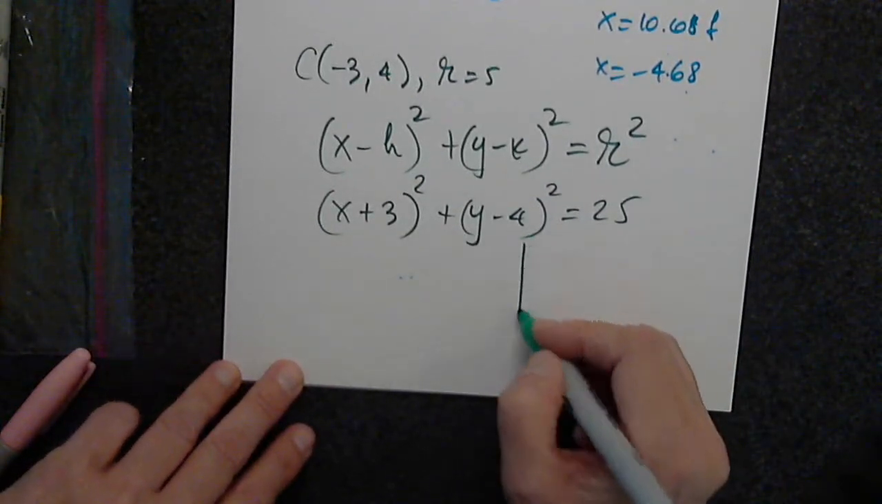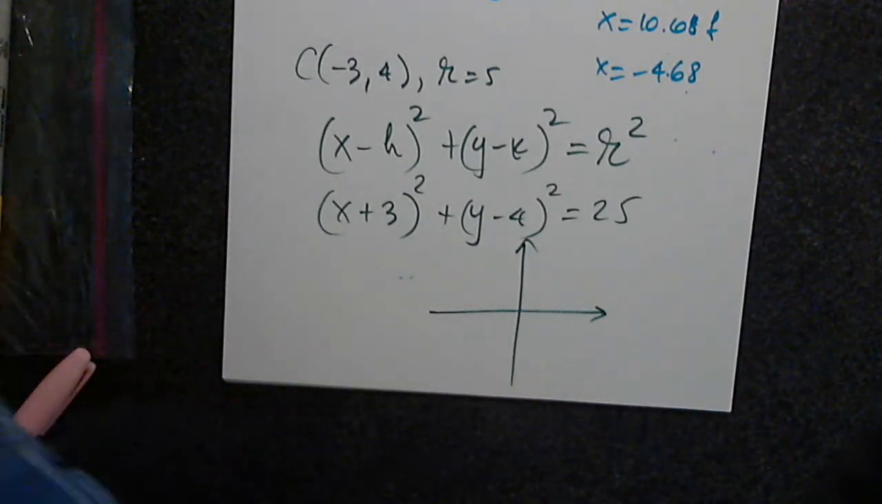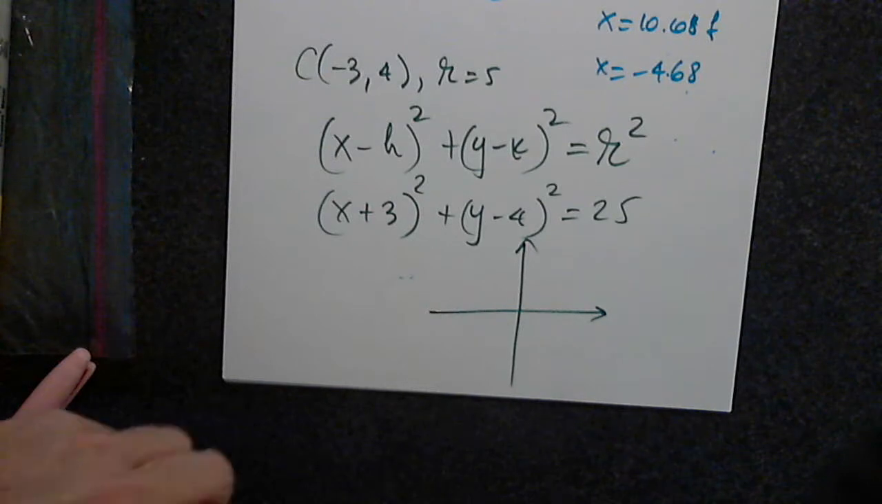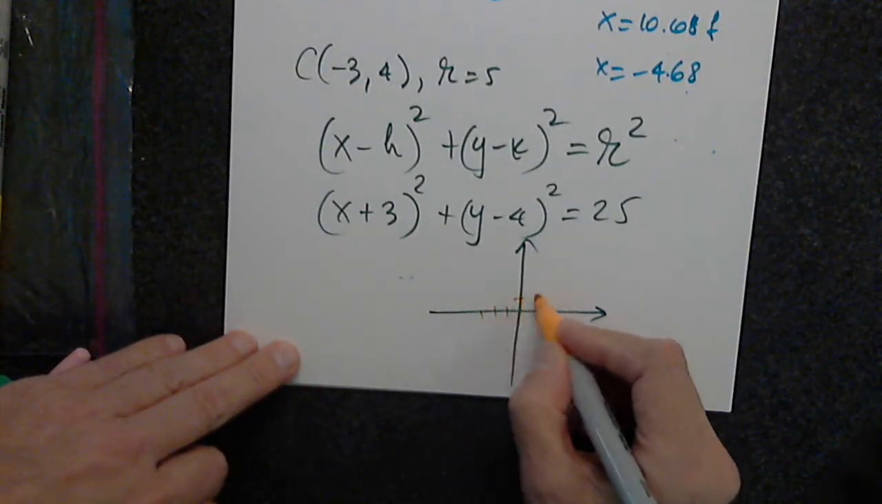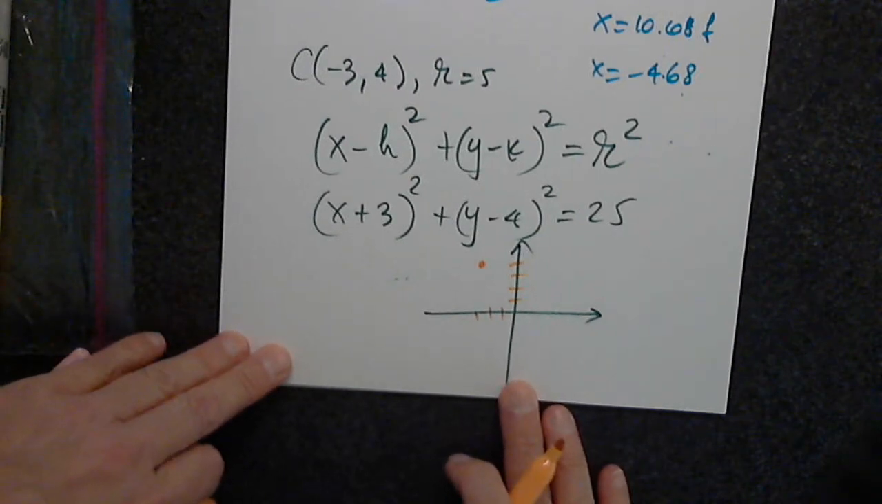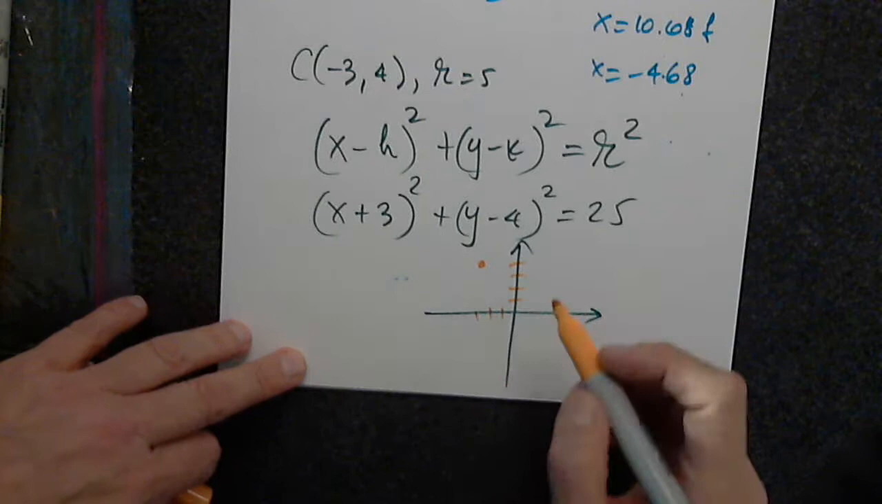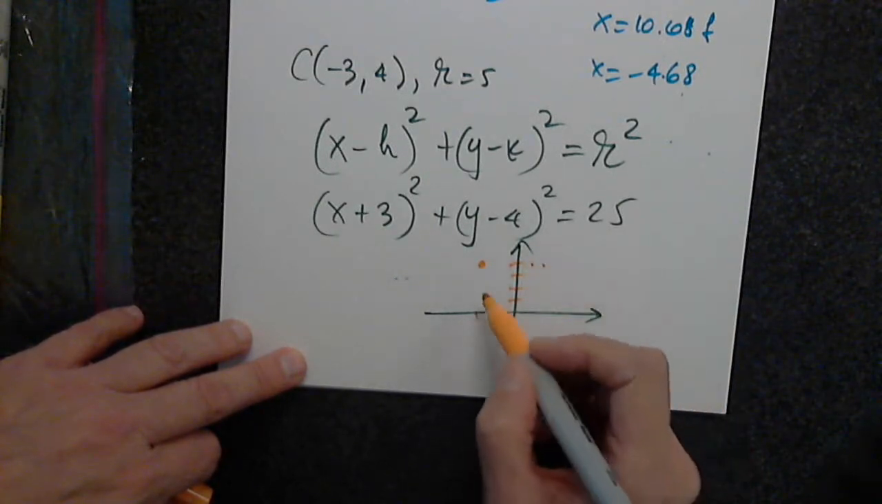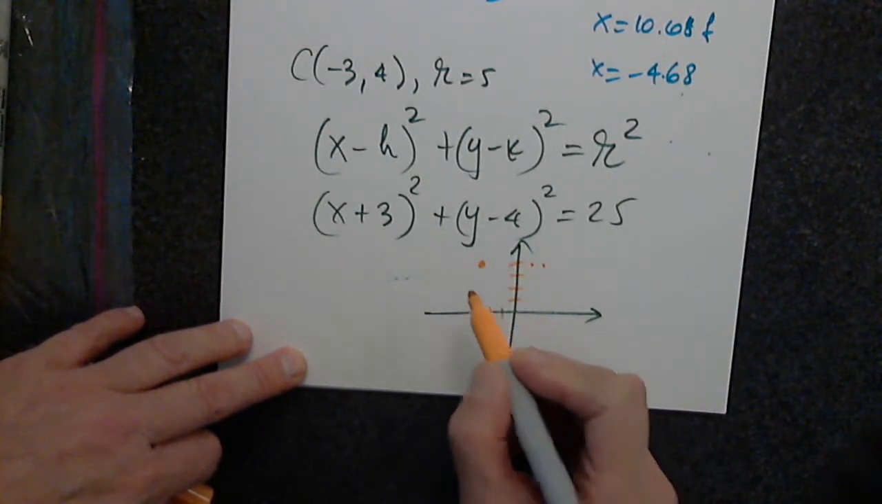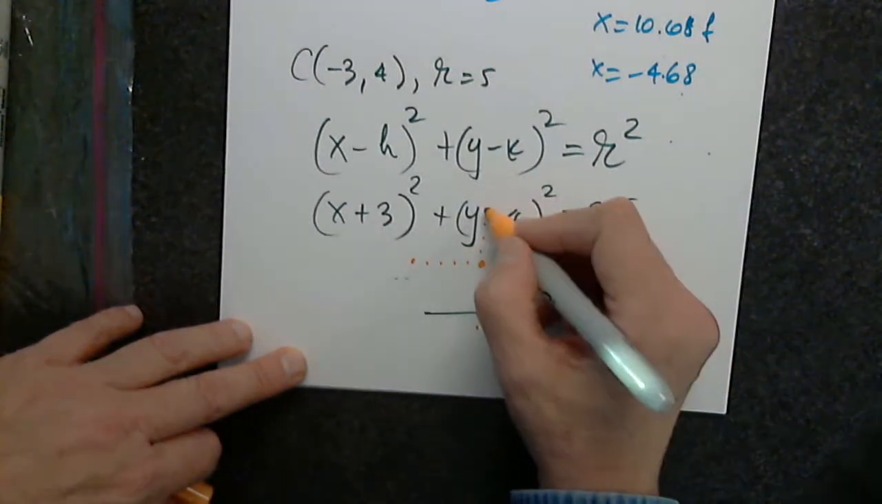And if we're asked to graph, no big deal. I plot the center, -3 comma 4. And I go 5 units to the north, east, south, west. So I have 3, 4, 5. I have 4, 5. 1, 2, 3, 4, 5. 1, 2, 3, 4, 5.